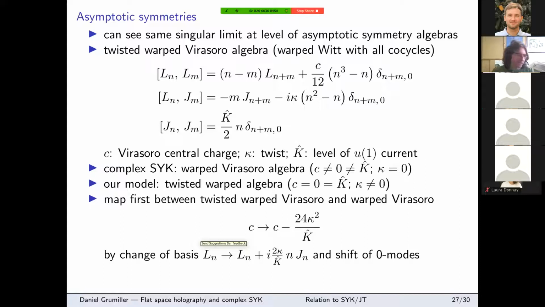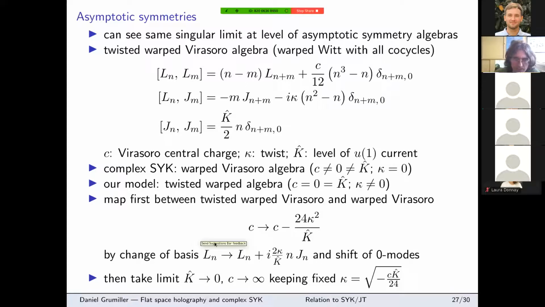And okay, I don't explain this in great detail, but you do this by first mapping between twisted warped Virasoro and warped Virasoro, which you can always do by shifting the central charge and shifting the zero mode. And then you take a limit k hat to 0 and simultaneously the original c to infinity, but keeping fixed this quantity kappa so that this difference here tends to 0, so that you end up with no Virasoro central charge, no U(1) level, but a non-trivial twist term that is finite.